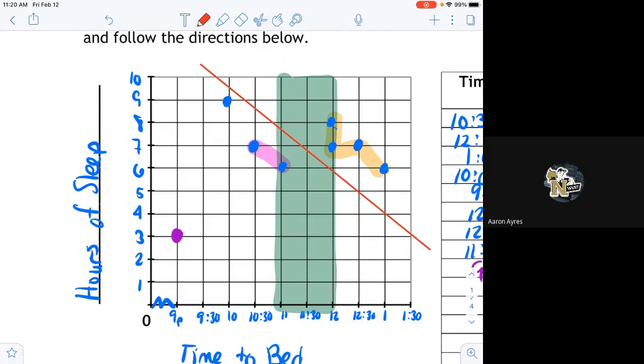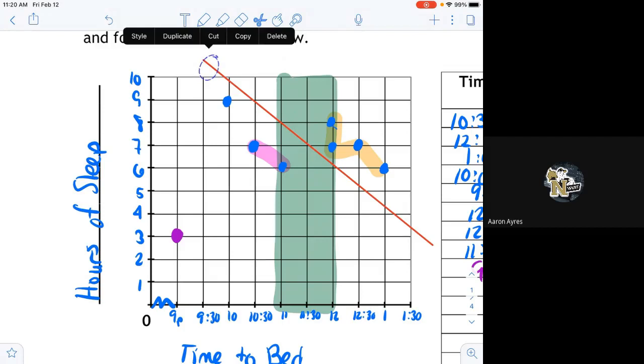Does that look better? What do you guys think? Does that look better, everybody? Yeah. Gonna do a little adjusting here. There we go.